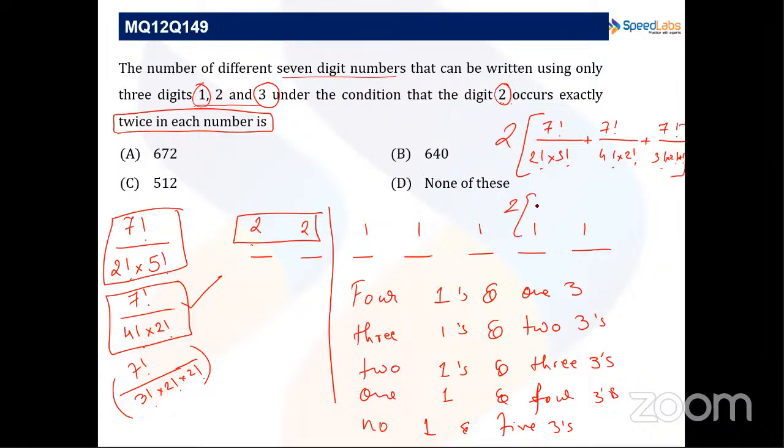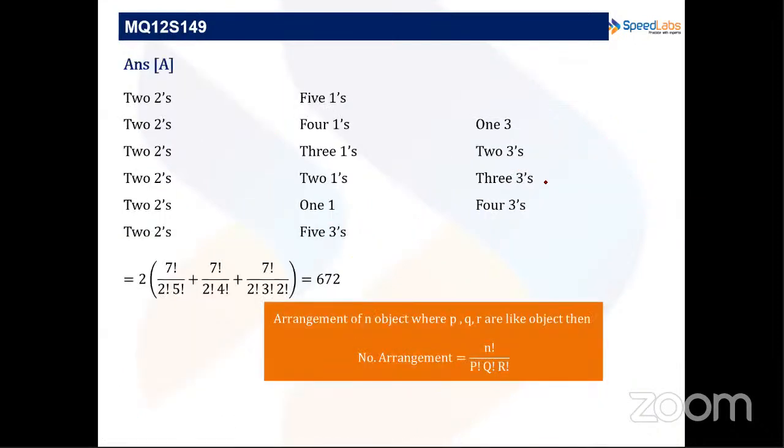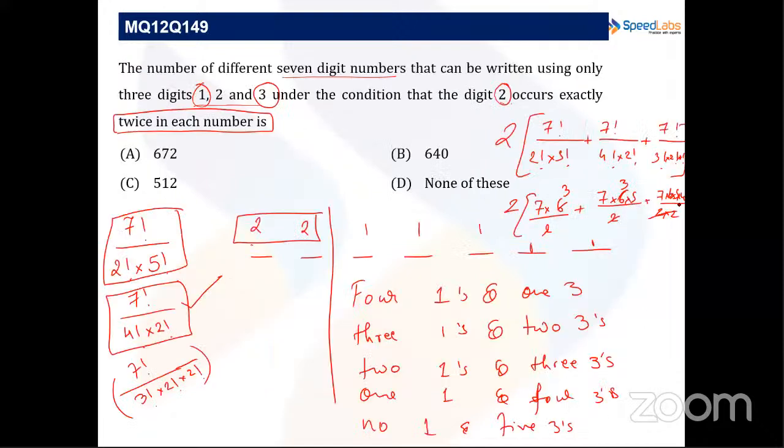So how can we solve it? 7 into 6, 5 factorial will cancel out. This will be 2. From 2 we can cancel this, plus 7 into 6 into 5 into 4 factorial, that will be 2 here. Plus 7 into 6 into 5 into 4 into 3 factorial will cancel out, and 2 into 2 will cancel this 4 out. So the total number of ways on counting, we will be getting 672. So the correct option is A. Now moving to the next question.